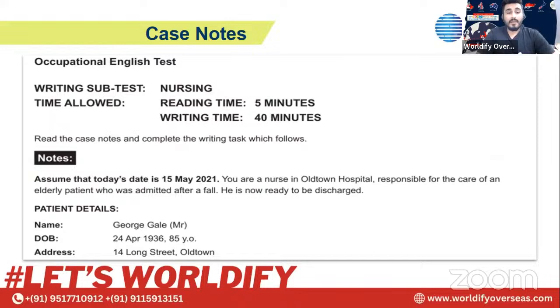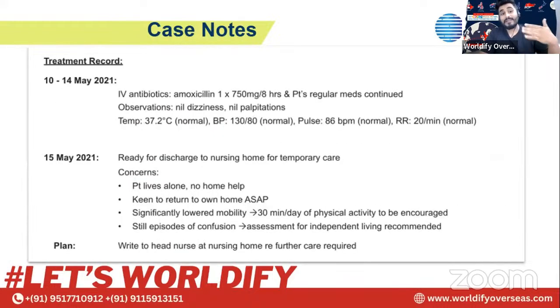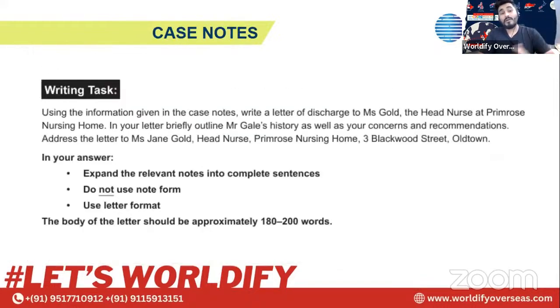Here I'm going to give a tip on how to read. Whenever you get the case notes, which are very long, mostly 2-page case notes in OET, the first thing you should do is go to the very back, the last part of the case notes, where you are given a writing task. This is the most important thing. This is the first thing you should read, rather than spending time on the case notes first.